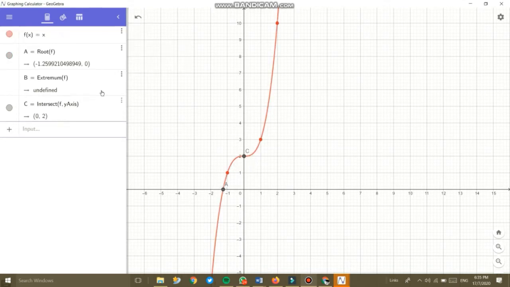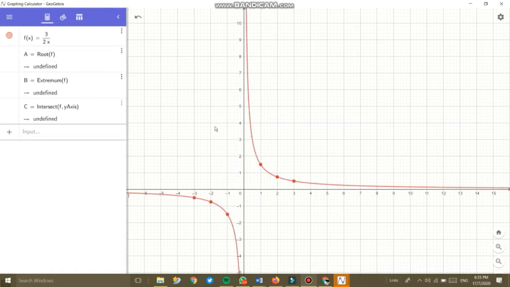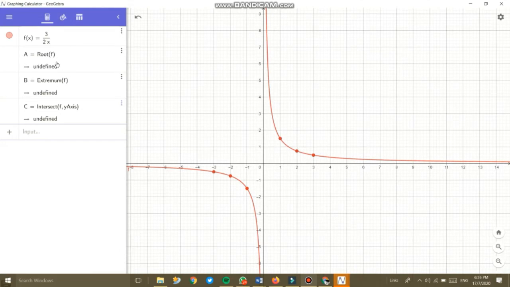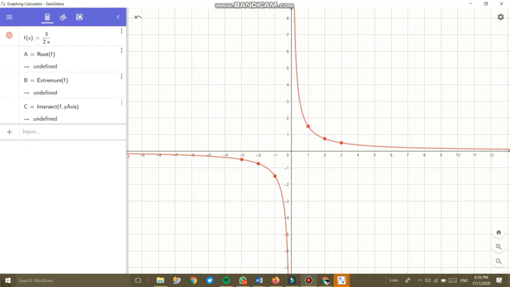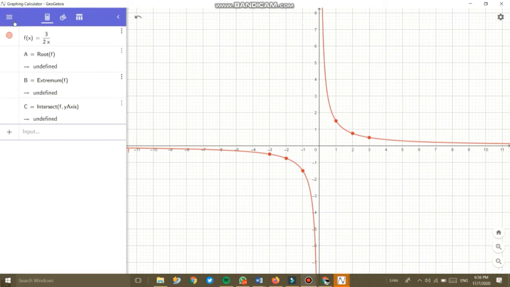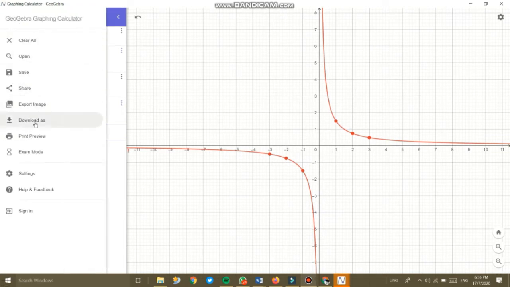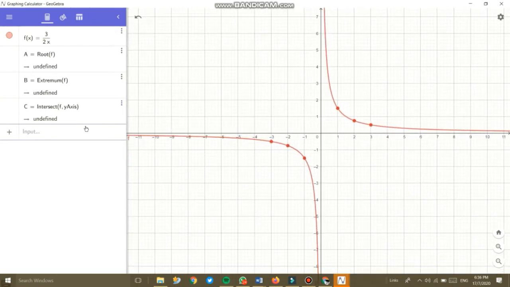And lastly, we try out the reciprocal graph. 3 over 2x. As you can see, the special points are all undefined. So this is how it goes. Using this graphing calculator, you can also save it, download and print. So it's easier for students to do their graph here instead of doing the manual graph on the graph paper.